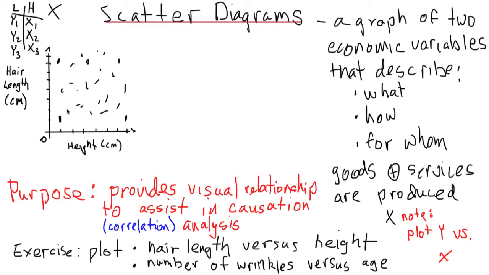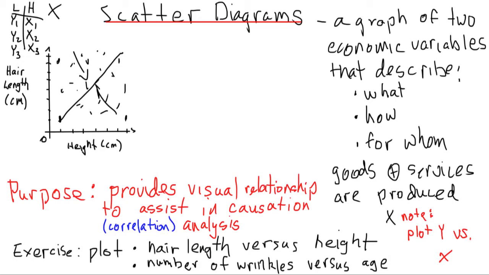Can you draw a line that says most points are closest to this line? I don't think so. This is a relatively random pattern. Therefore, it's very unlikely that a relationship exists between hair length and height.